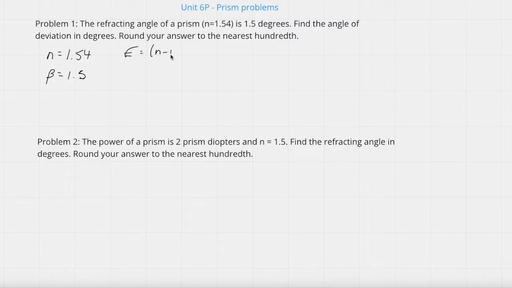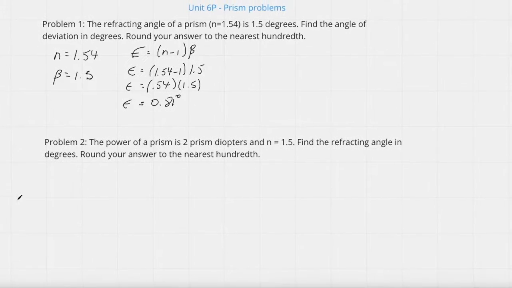So it's a matter of simply plugging into the formula epsilon in degrees equals (n minus 1) times beta. So epsilon equals (1.54 minus 1) times 1.5. We take care of what's inside the parentheses and get 0.54. Multiply that times 1.5, and we find that epsilon equals 0.81 degrees.